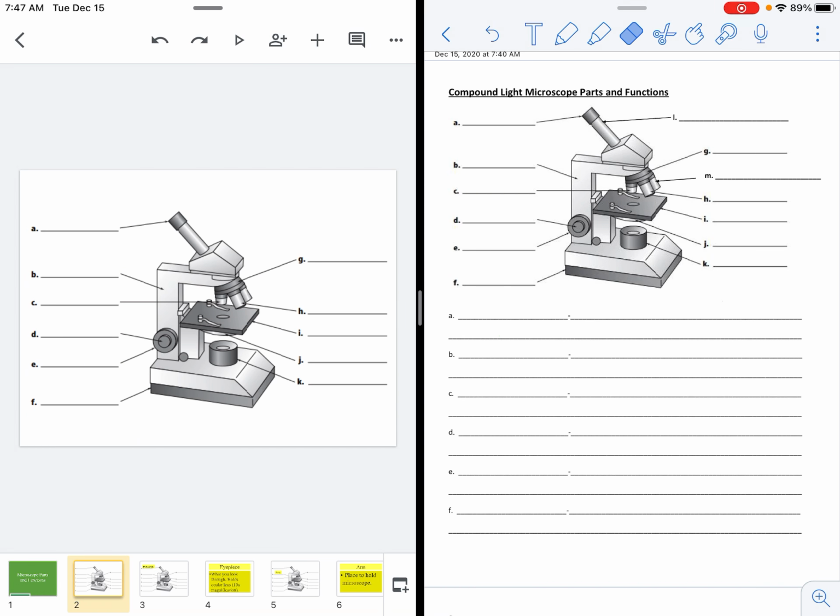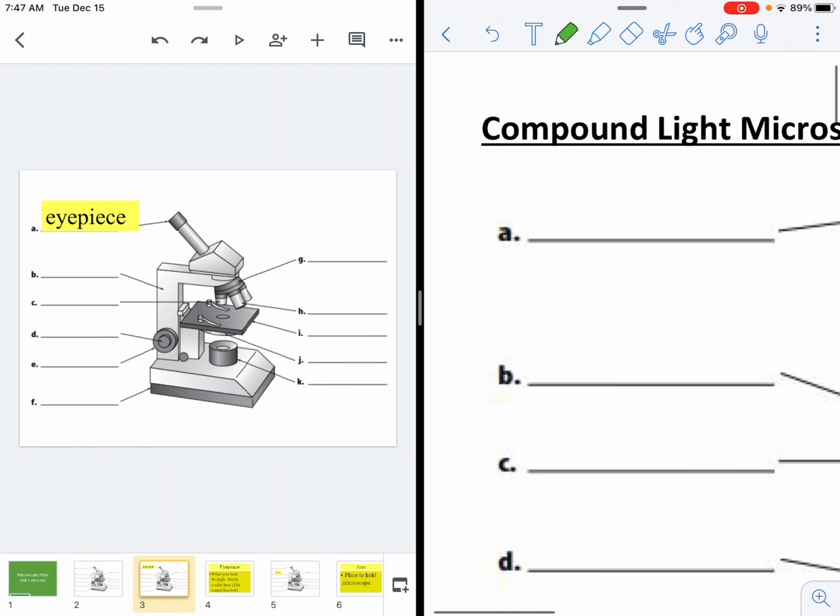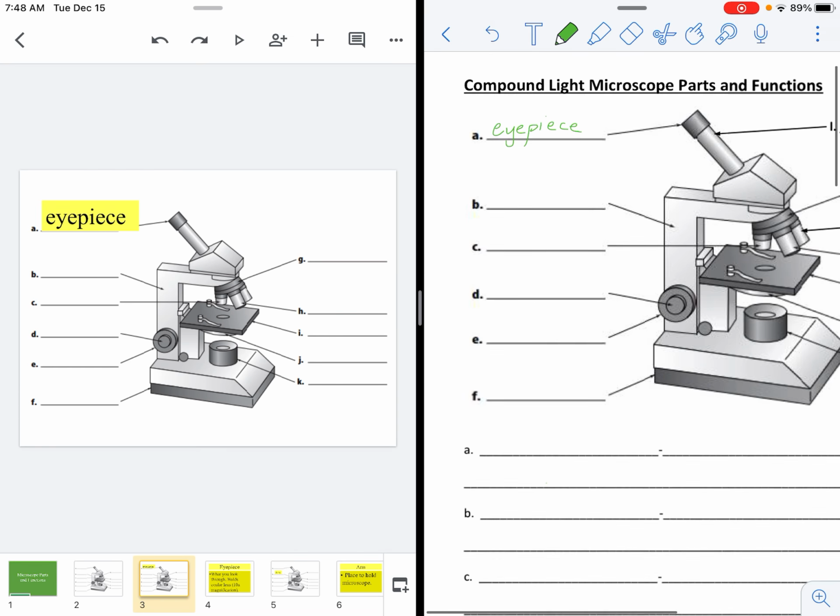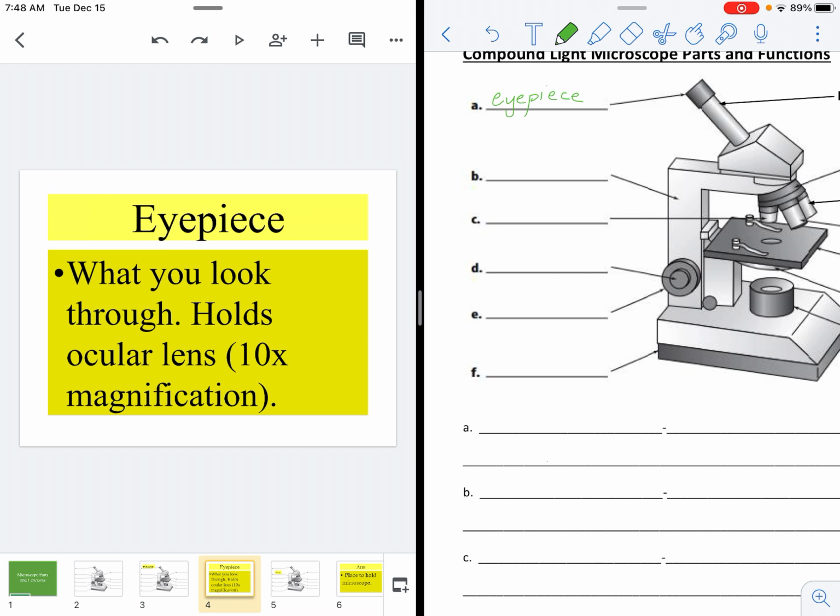So we're looking at the same diagram of the microscope, so that should make it nice and easy for us. So we're starting off with letter A. Letter A is the eyepiece. And so I'm going to zoom in here and fill that in. The eyepiece is the part of the microscope that you look through. So down here for letter A, we're going to fill in eyepiece.